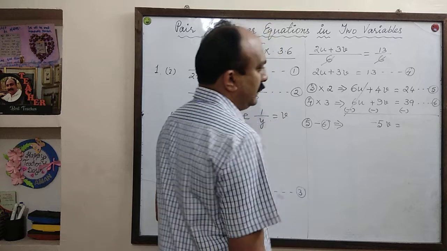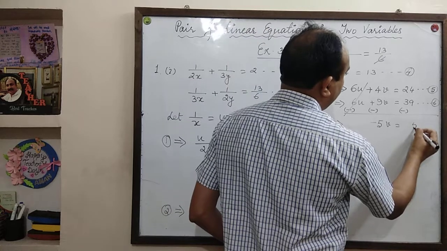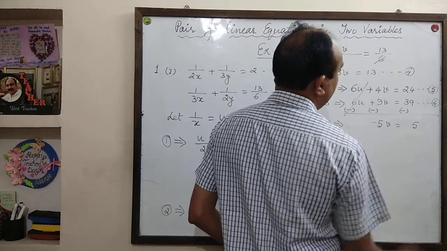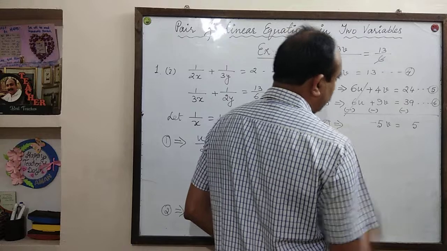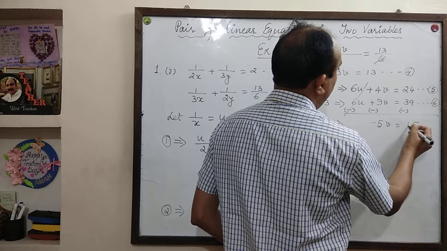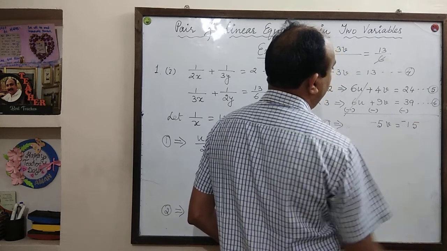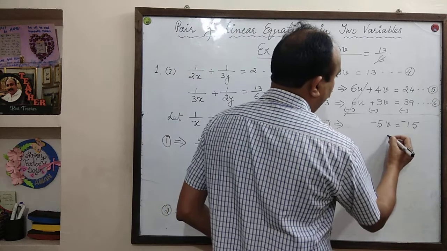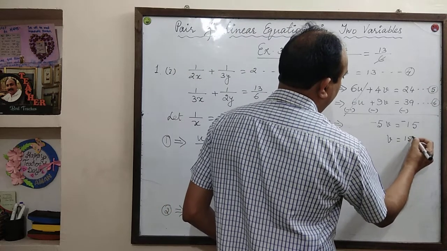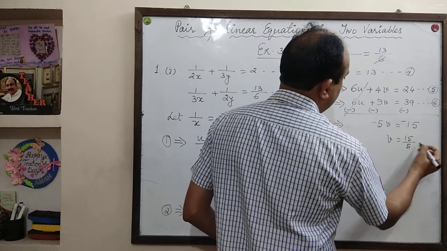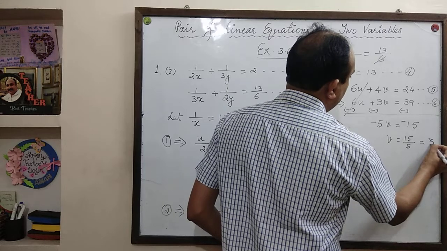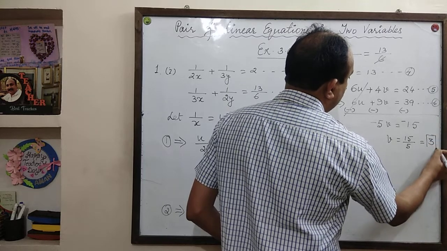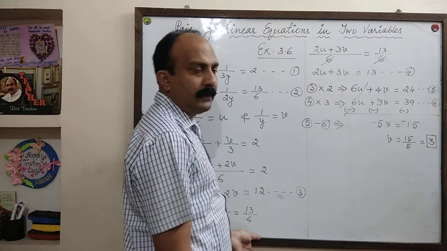24 minus 39 is equal to minus 15. Minus 5v is equal to minus 15. v is equal to 15 upon 5 is equal to 3. We got v is equal to 3.